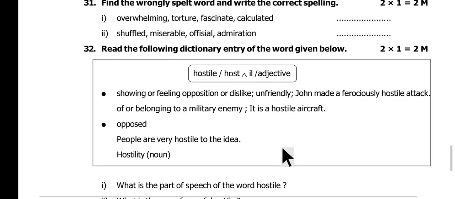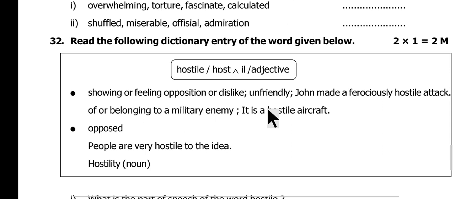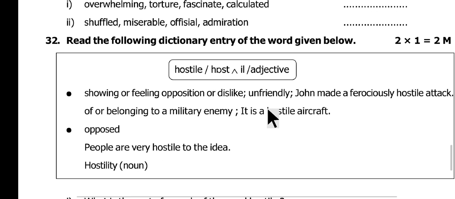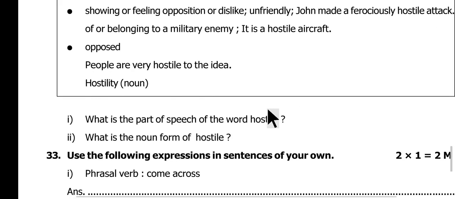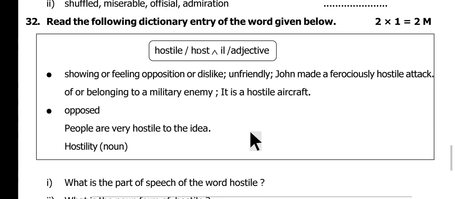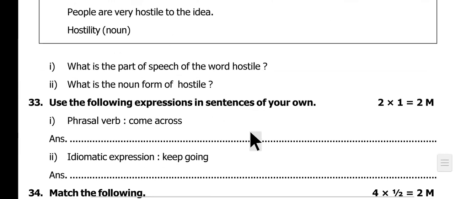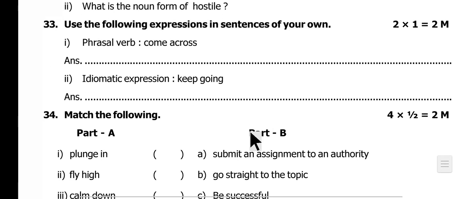Now reading a dictionary entry. So one word with dictionary entries are supplied here. If you look at this box, we can get the essential information of a dictionary entry. Now parts of speech and its noun form. We need to look at the box and its contents, then attempt the dictionary entry question, followed by phrasal verbs, come across and keep going, idiomatic expression, and writing the sentences, highlighting the words come across and keep going.